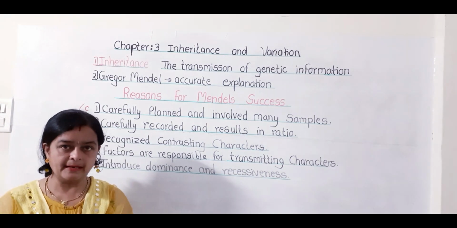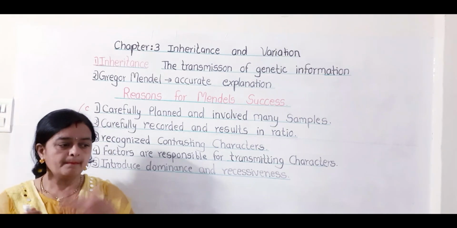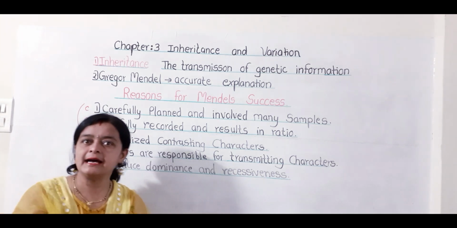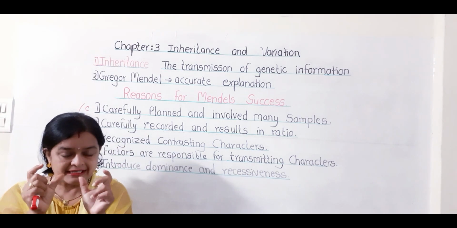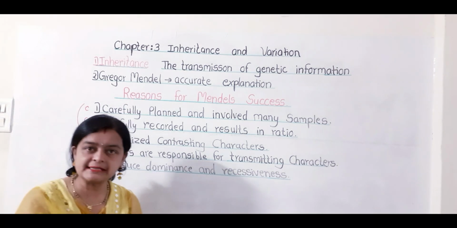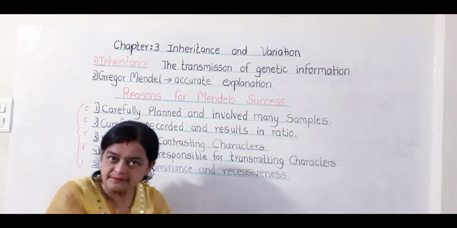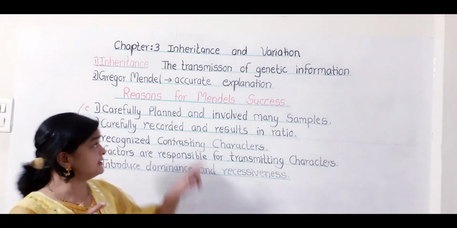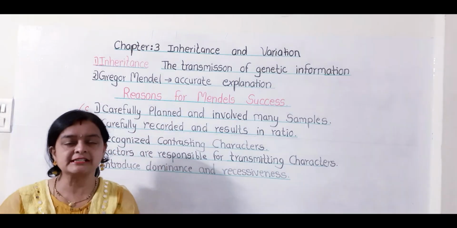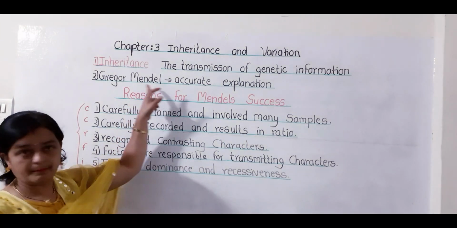I'll give you one example. Suppose my eyes are black, and my son's or my daughter's eyes are also black. It means that black character has been transferred from me to my son or daughter. The character which is transferred, that process is called inheritance. This inheritance was accurately explained by the very well known and famous scientist, Gregor Mendel.